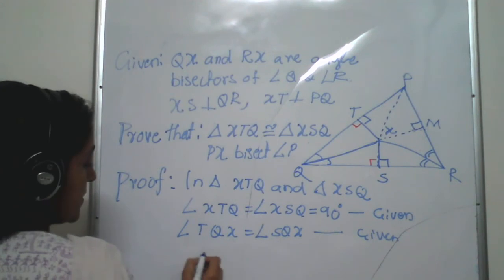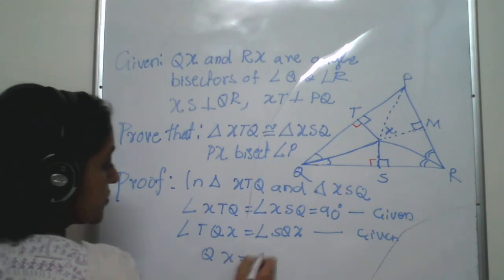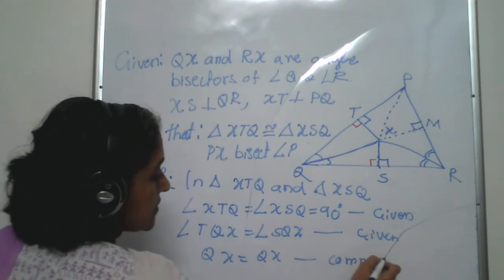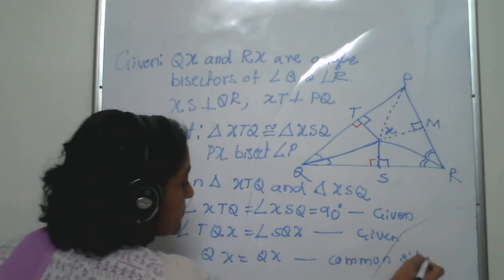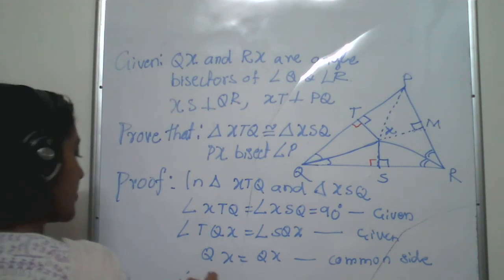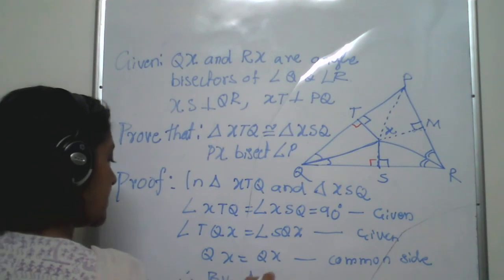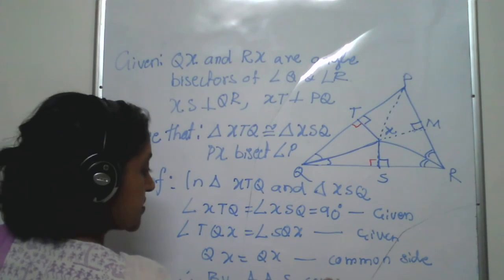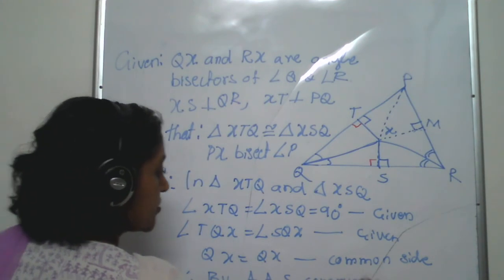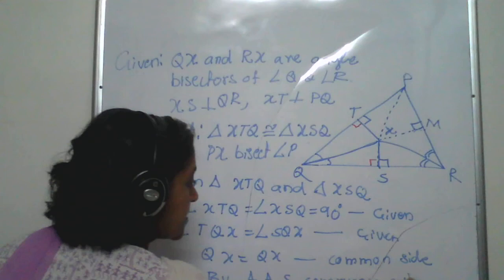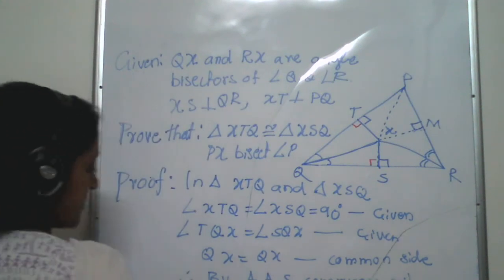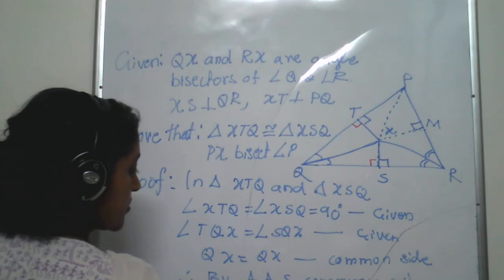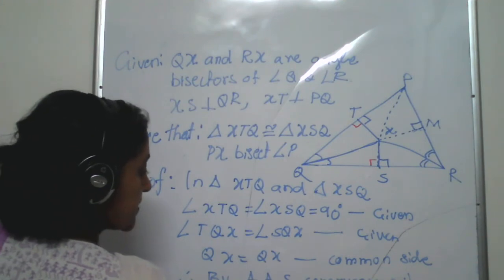Now QX is equal to QX, common side. Therefore, by AAS congruence criteria, triangle XTQ is congruent to triangle XSQ.